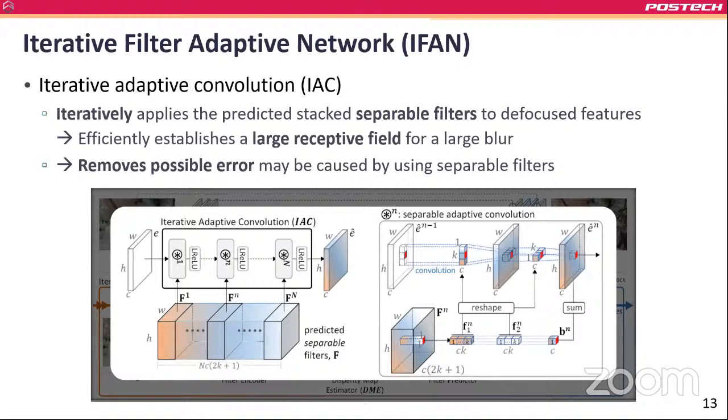Here, by having a separable filter, we can reduce the memory requirement and still handle the larger receptive field. Also, when we use a separable filter, we may have some error, because a separable filter could be less accurate than the ordinary filter. To resolve those possible errors, we apply this filter iteratively. Then we can handle the error caused by the separable filter.